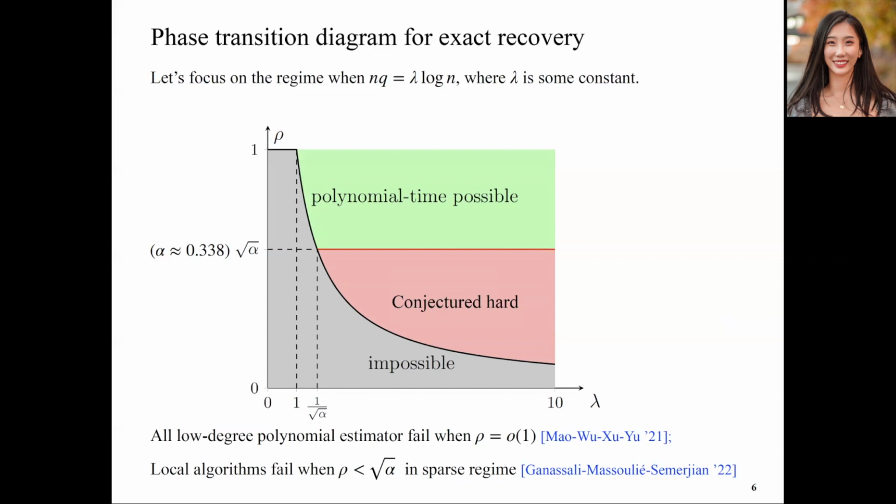We have some evidence: in our previous work, we showed that all low-degree polynomial estimators fail when the correlation is converging to 0. And there is a subsequent work by Ganassali, Massoulié, and Semerjian. They show that their local algorithm fails when the correlation is below the threshold here in the sparse region. By the way, their work can also achieve this threshold when rho goes to the square root of alpha. The only difference is that their algorithm could only work for sparse graphs, and could only achieve partial recovery, and they could also have some mismatching errors.